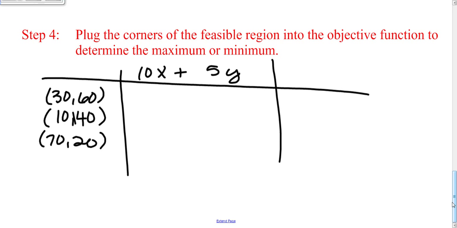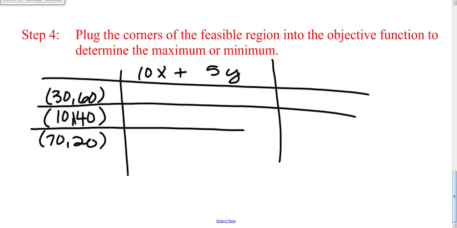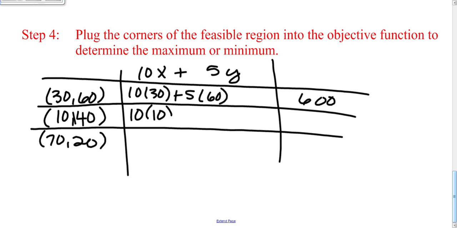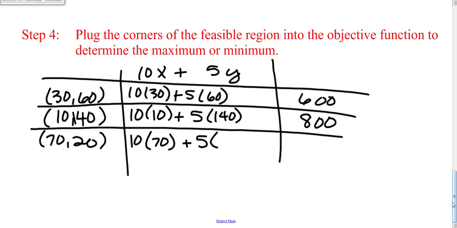And I am trying in this case to keep my costs as low as possible. So I'm going to go 10 times 30 plus 5 times 60. When I do that, it costs me $600. If at $10 a bag, I buy 10 bags of brand A, and at $5 a bag, I buy 140 bags of brand B, it will cost me $800. If at $10 a bag, I buy 70 bags of brand A, and at $5 a bag, I buy 20 bags of brand B, it will also cost me $800.